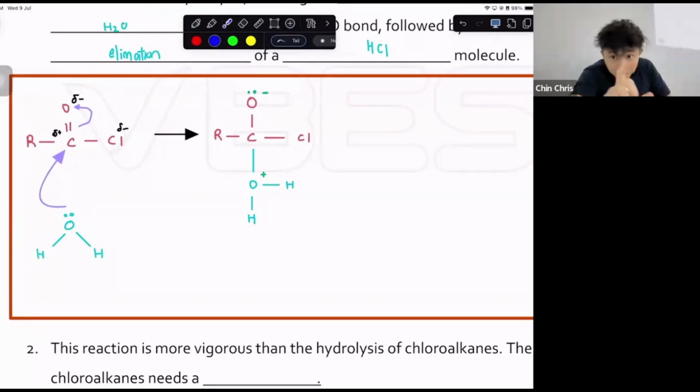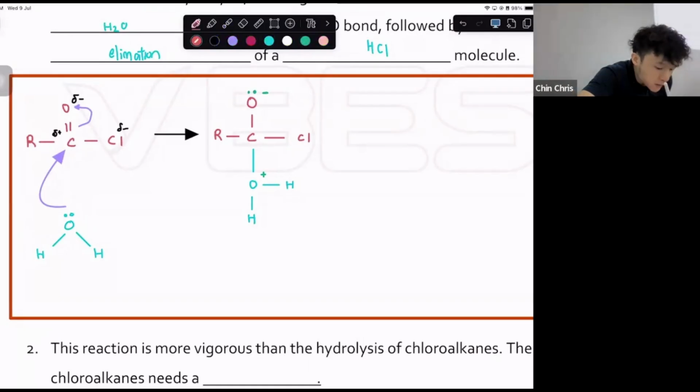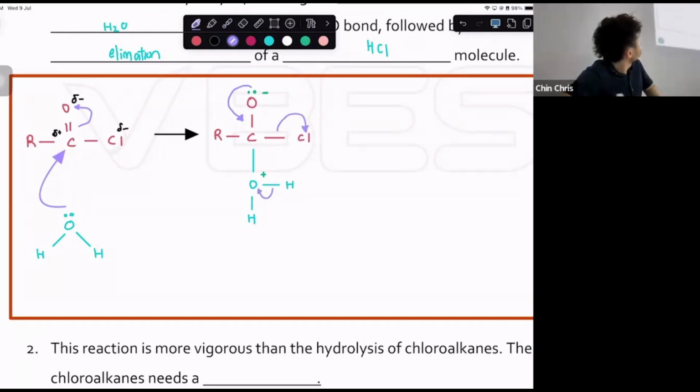Alright guys, now the second step. You have to draw 3 curly arrows to show the direction of electrons. The electrons from your oxygen will go back to form a double bond. The C-Cl bond will be broken. At the same time, the hydrogen will donate the electrons back to oxygen. So you have 3 arrows here, guys. Please draw your 3 arrows.